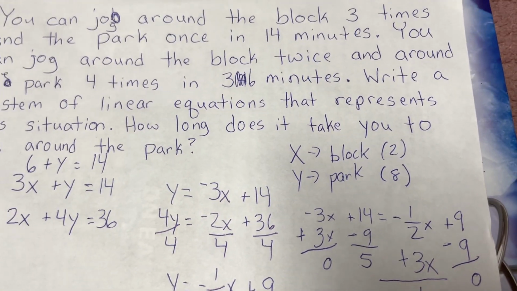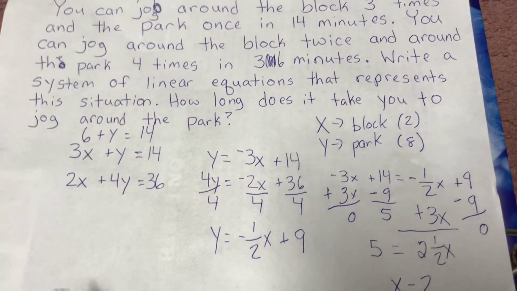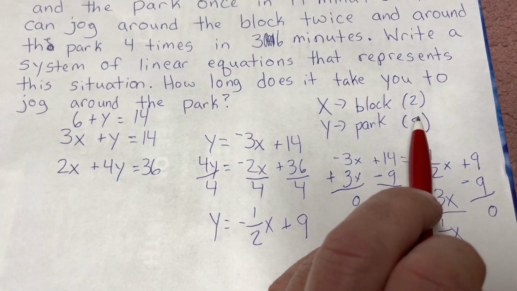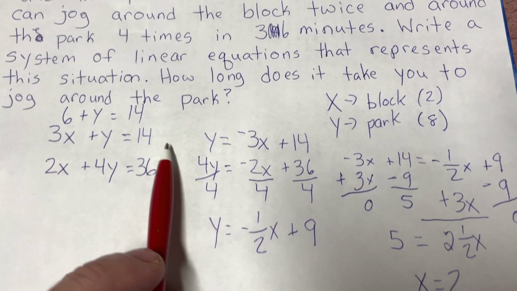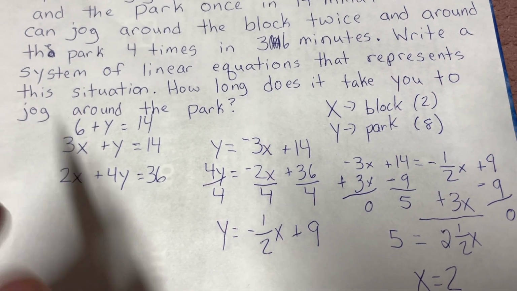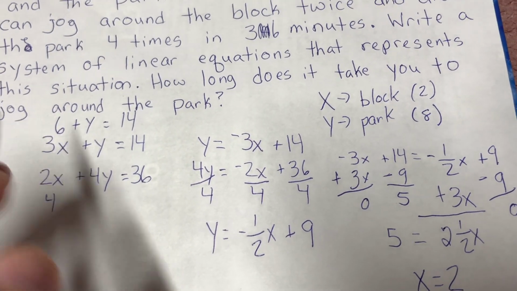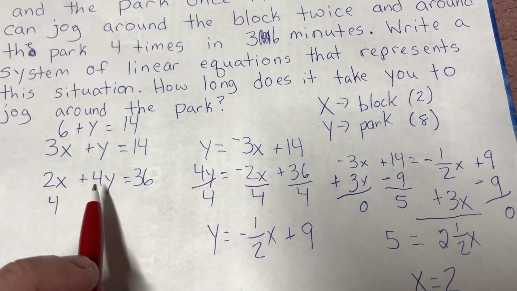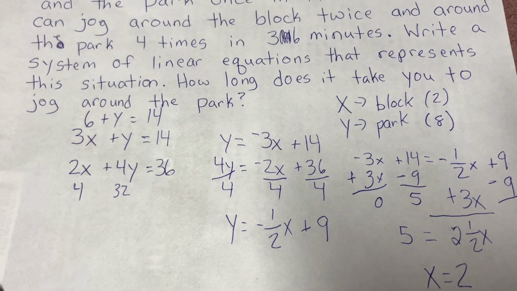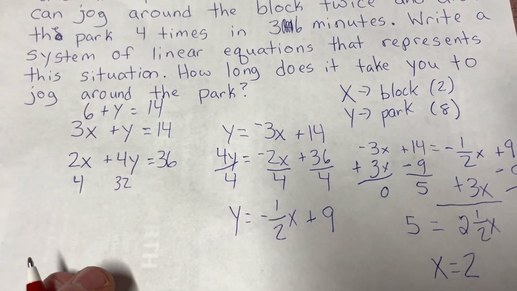And that seems to work because 3 times 2 is 6 if X equals 2, plus 8 equals 14. And if X is 2, 2 times 2 is 4. If Y is 8, 4 times 8 is 32. And 4 plus 32 is indeed 36.